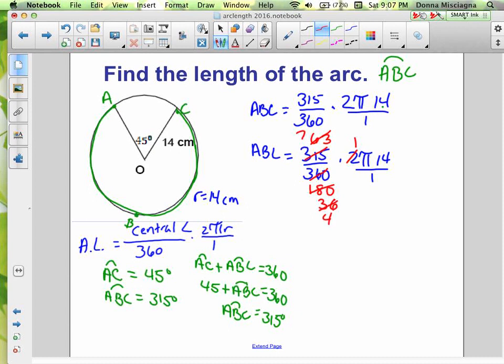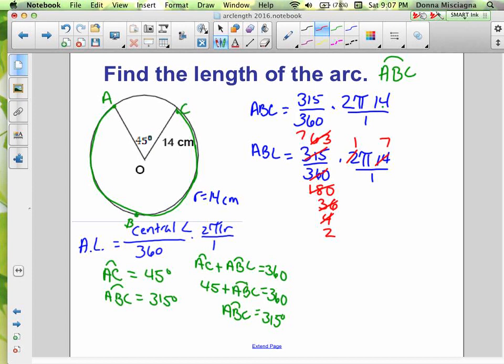I think we're done with the 7, because you can't reduce across the numerator when you're multiplying. You can only reduce a numerator to a denominator. We could reduce, though, 14 and 4. Those are both even numbers and both divisible by 2. 4 divided by 2 is 2. 14 divided by 2 is 7.